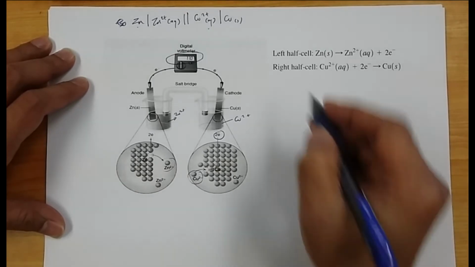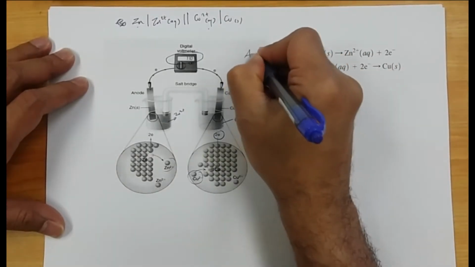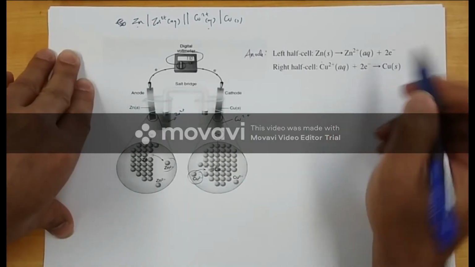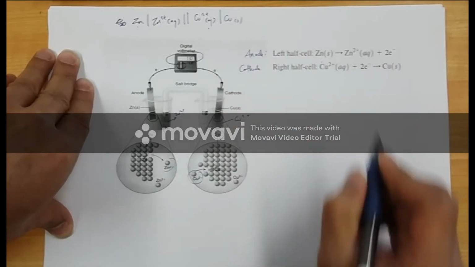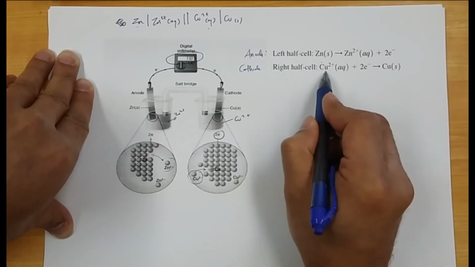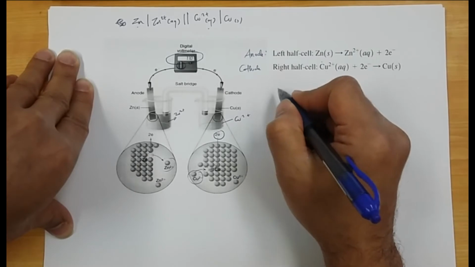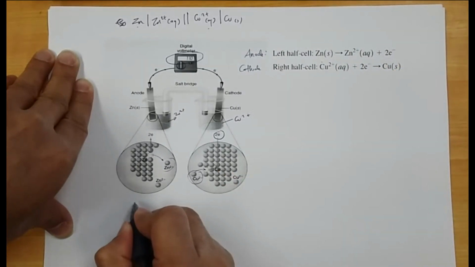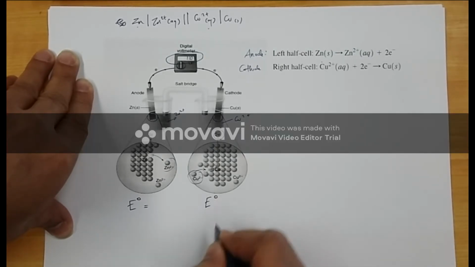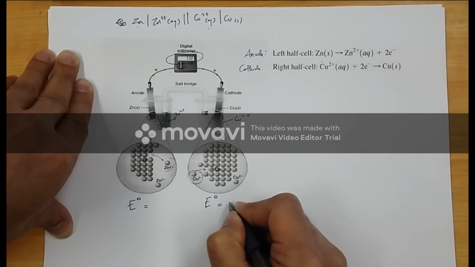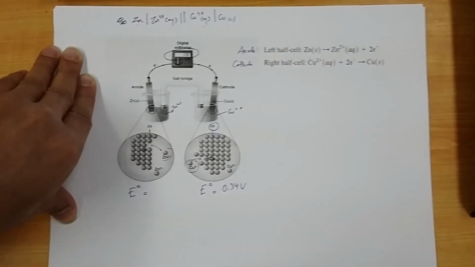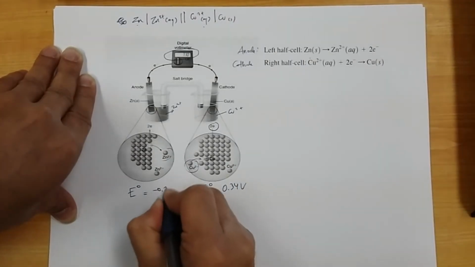Okay, if we look at the reaction taking place in the anode, or on the left, you will have zinc oxidized into zinc 2 plus and 2 electrons. On the cathode side, you will get copper 2 plus being reduced into copper metal, right? Each of these systems has its own half cell potential, right? For copper it is 0.34, from the table, and zinc is minus 0.76 volt.